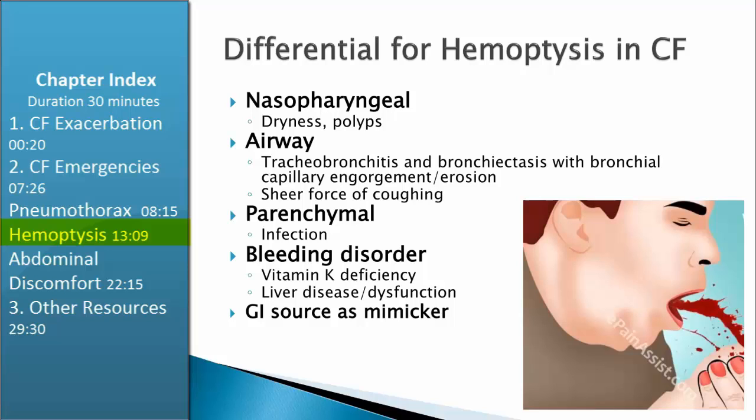Almost all CF patients that are pancreatic insufficient have vitamin K deficiency, and so while this by itself won't cause hemoptysis, it can contribute to it. In addition, if the patient has liver disease or dysfunction, this could also make the bleeding worse. And then similar to bleeding from the nose, GI bleeds can also mimic hemoptysis, and patients with CF might have peptic ulcer disease, or they could have esophageal varices.